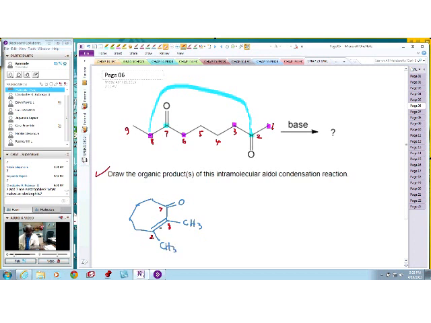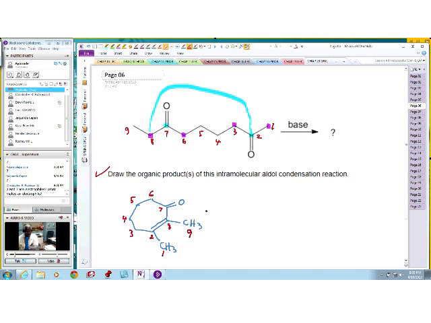Let us go ahead and complete the numbering here. Keep in mind this is carbon 7 right here. So this is carbon 6, this is carbon 5, this is carbon 4, this is carbon 3, and of course this is carbon 2 right here, which is joined to carbon 8. So this is carbon 9, and here is carbon 1. So this is one of the possible products.